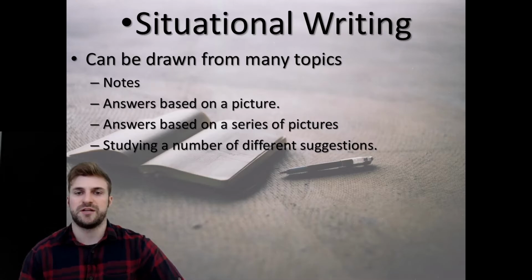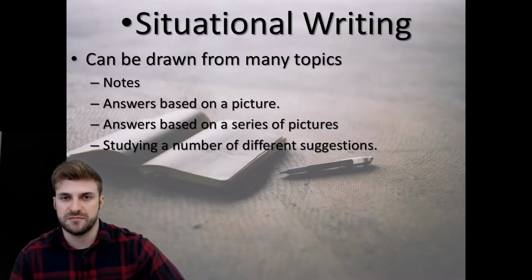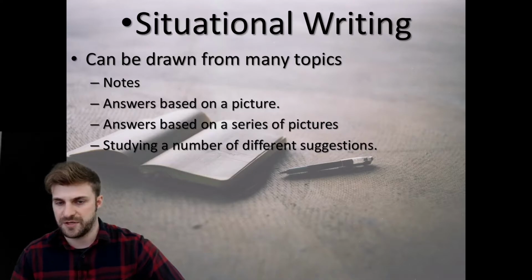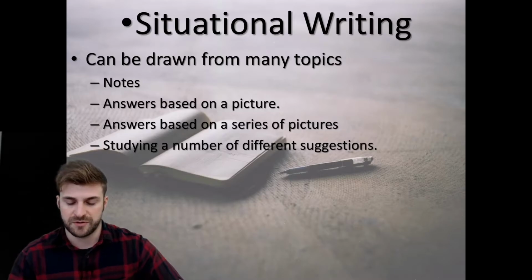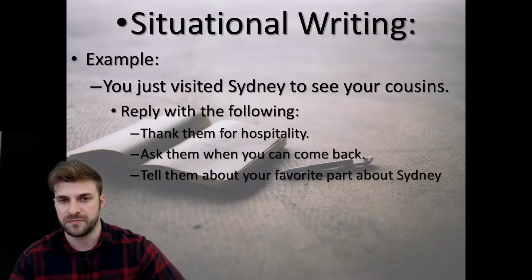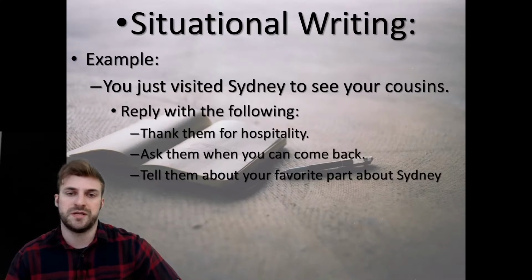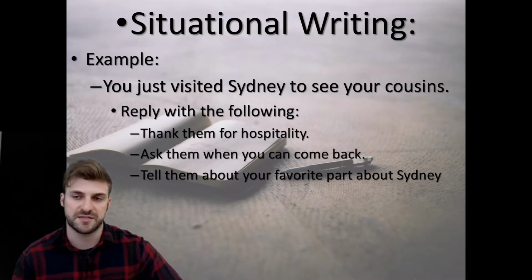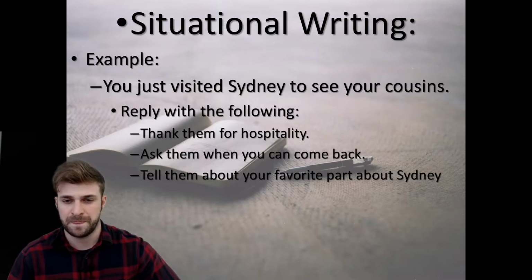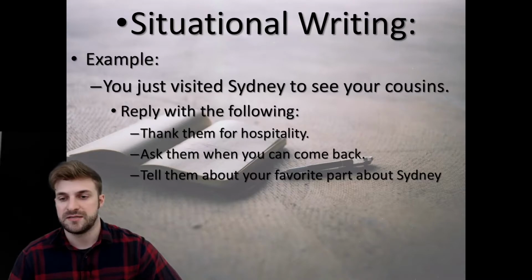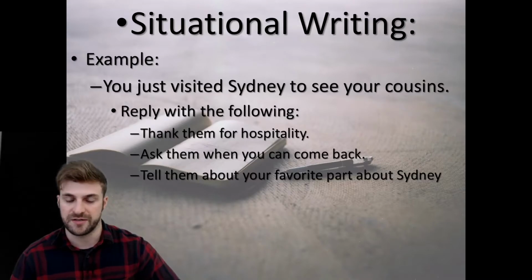Okay, so situational writing can be taken from many topics: notes, answers based on a picture, answers based on multiple pictures, or studying a number of different suggestions. An example would be a situation where you just visited Sydney, Australia to see your cousins, and perhaps you want to write them a letter or send them an email. So you would reply with the following: thank them for their hospitality, ask them when you can come back, tell them about your favorite part when you were there in Sydney.